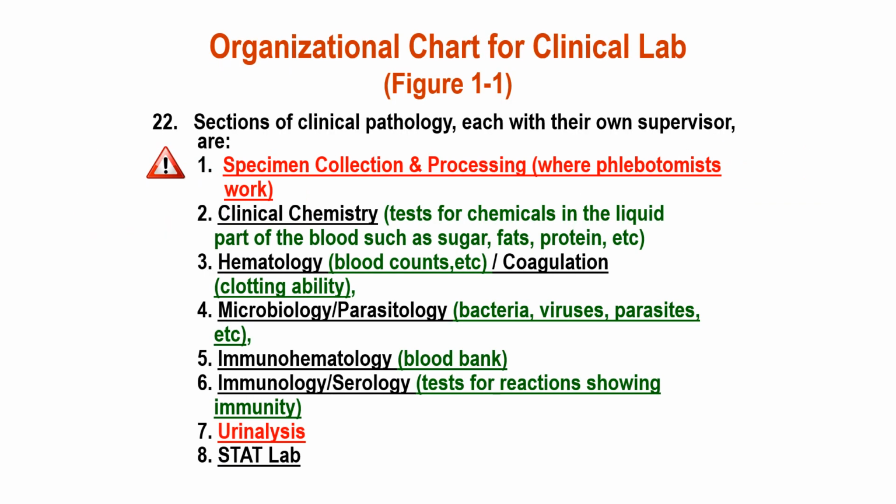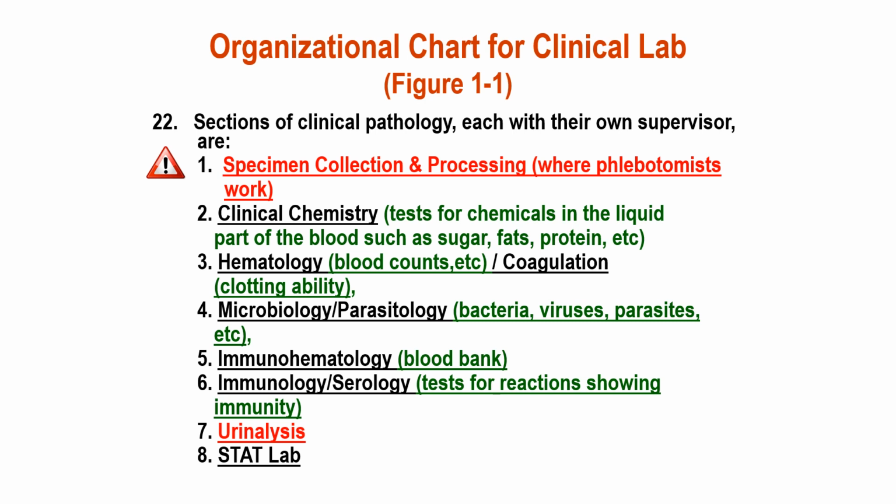Let's talk about sections of the clinical pathology, each with their own supervisor. Let's go over these, okay? There's specimen collection and processing. This is where the phlebotomists work, okay? Then there's clinical chemistry. This is where they test for chemicals in the liquid part of your blood, such as sugar or glucose, fats, proteins, hormones, etc.